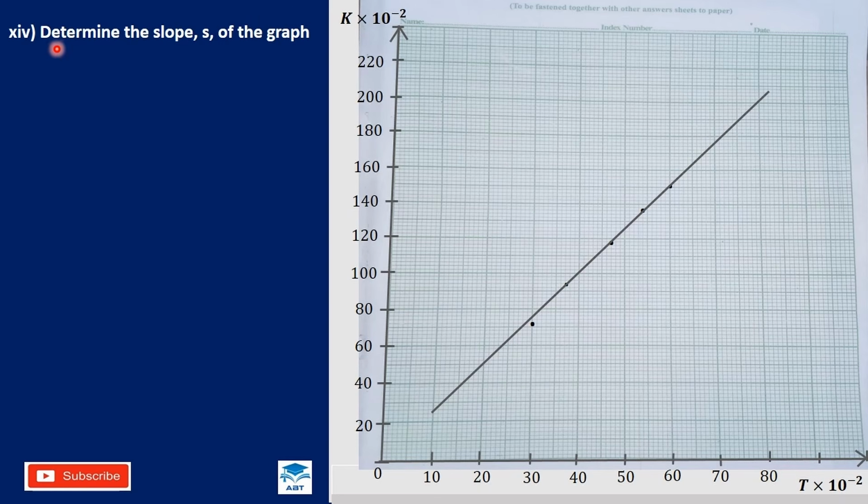We are going to determine the slope S of the graph. So for the slope, we draw a horizontal and a vertical line like this. We name here A, here B, and then C. The slope is given by change in BC over change in AB.